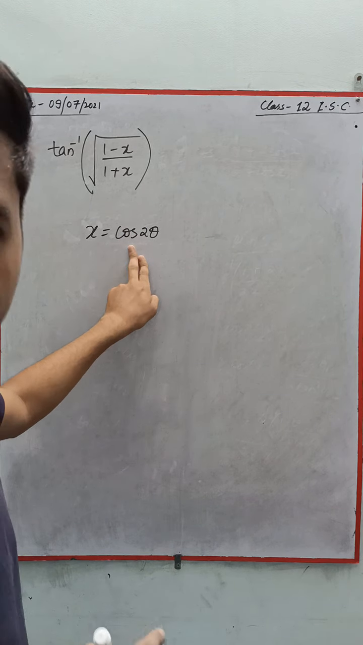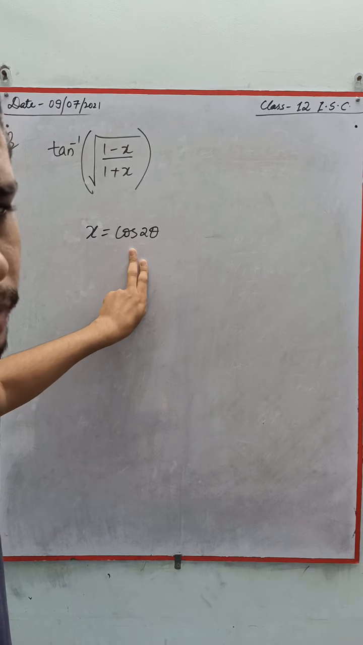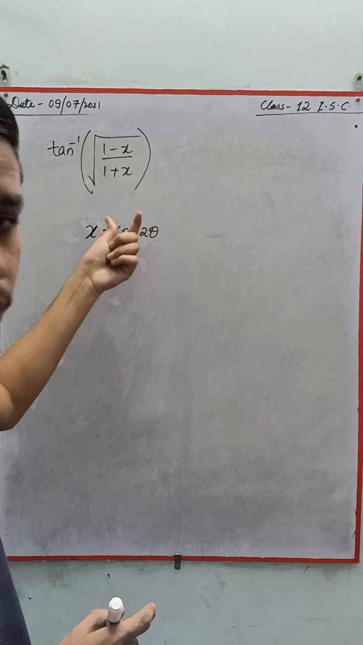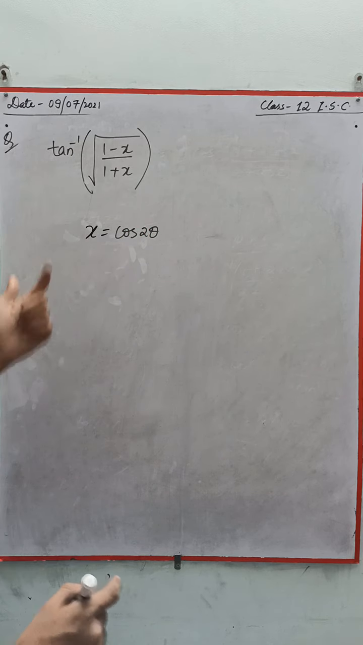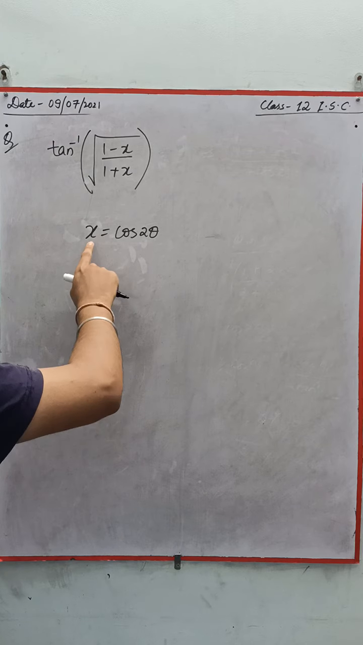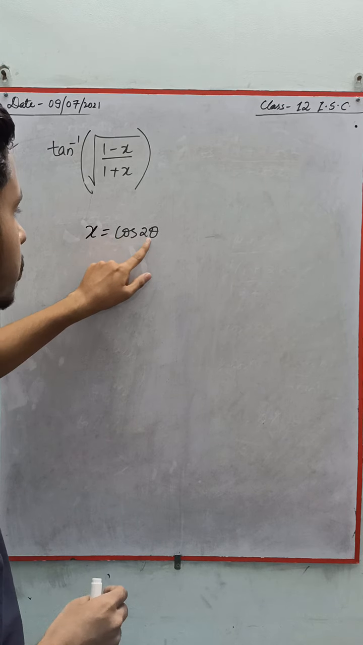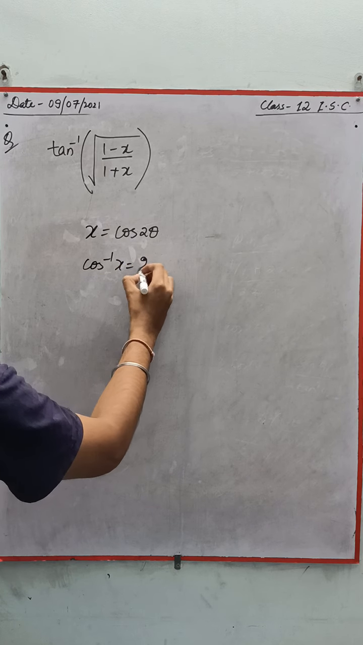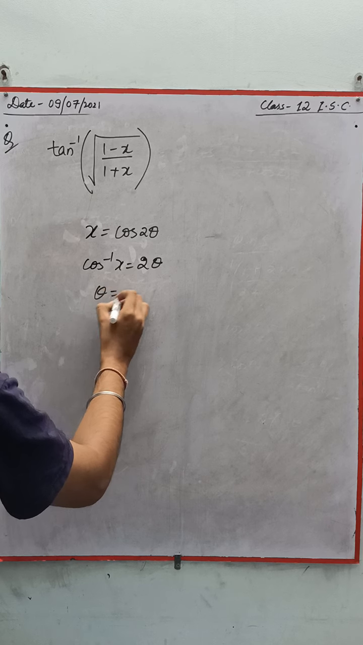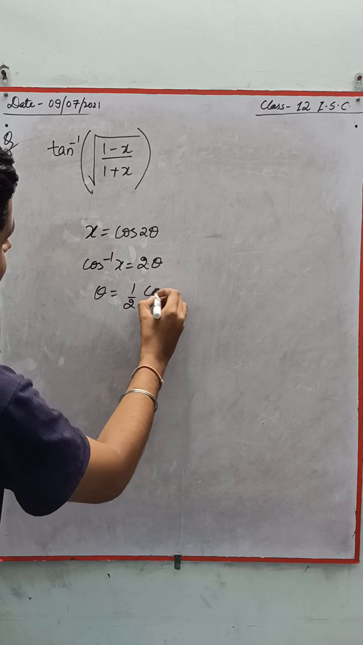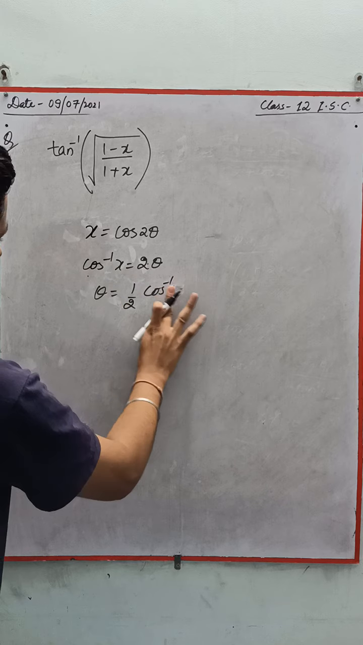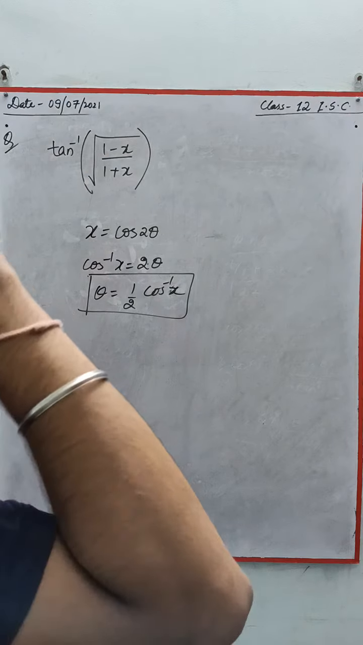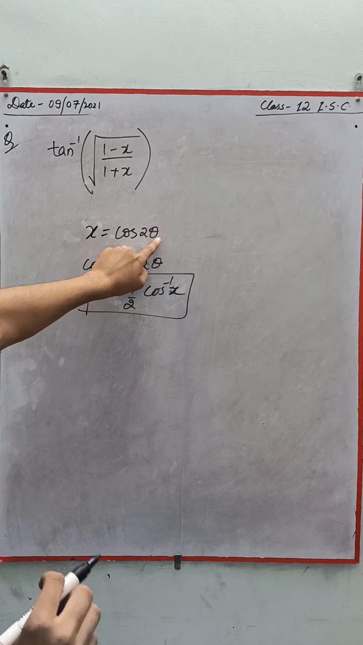Actually you can put cos theta also, that will also give you the correct answer. Now why am I putting cos 2 theta? This will give me a simpler result. I'll tell you how. But before that, as we are considering x is equal to cos 2 theta, take this cos here, so cos inverse x is equal to 2 theta, or the value of theta will be, if you take this 2 here, half times cos inverse x. Just keep it aside.